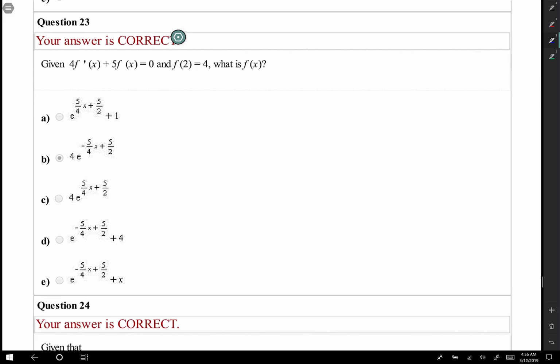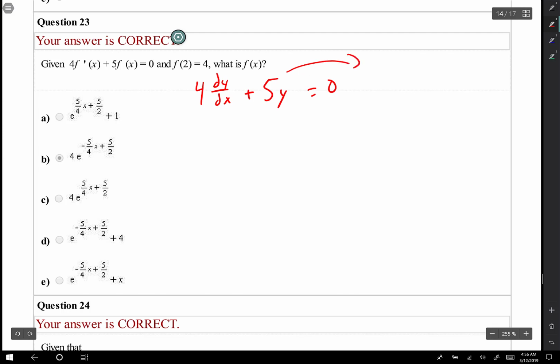This is probably one of the tougher ones here. Let's get this one out of the way. So let's see. Change the f prime and f, change it to dy dx. So 4 dy dx plus 5y equals 0. Move the 5y to the right. 4 dy dx equals negative 5y. Divide by y times dx. So I'm going to have 4 over y dy equals negative 5 dx. I don't see any mistakes. Let's go ahead and integrate those.